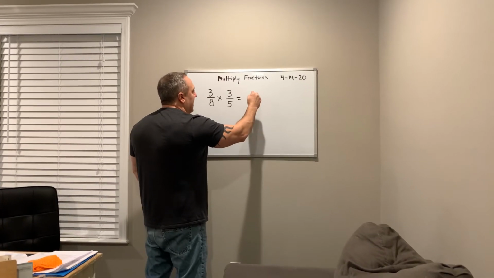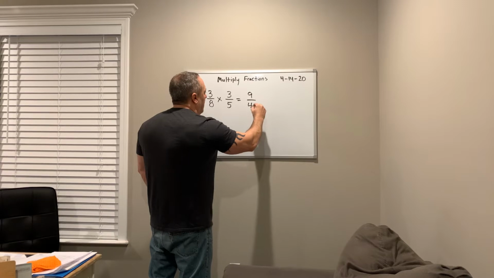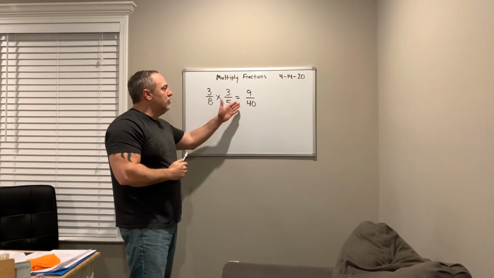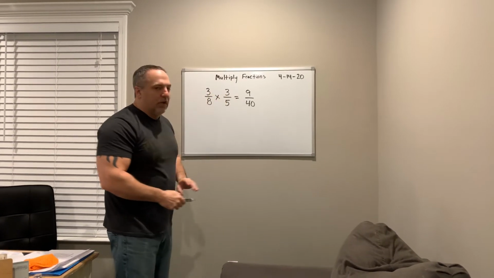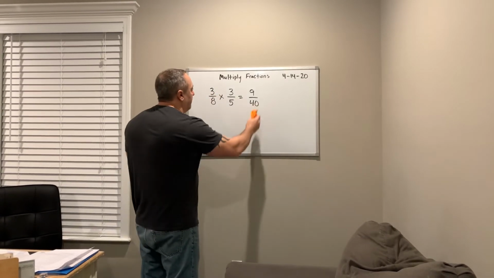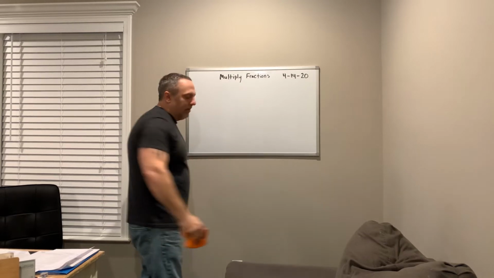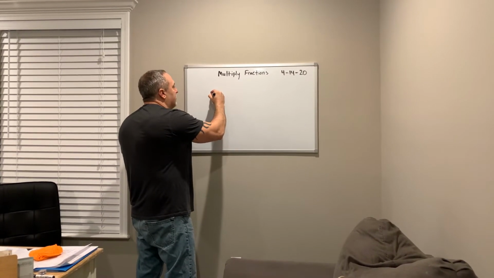3 times 3 is 9. 8 times 5 is 40, and you have your answer. All right, and that's it. You know this is in simplest form because there's nothing to reduce on the crisscross reduce on the fractions. Now, that is fraction versus fraction. Now, finally, what we have is a mixed number.